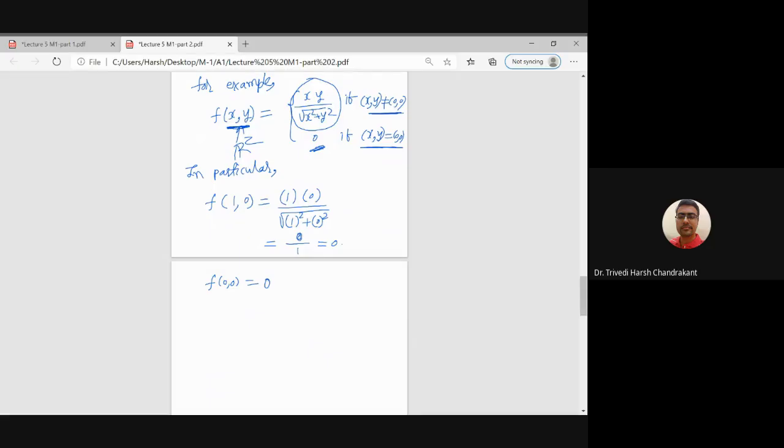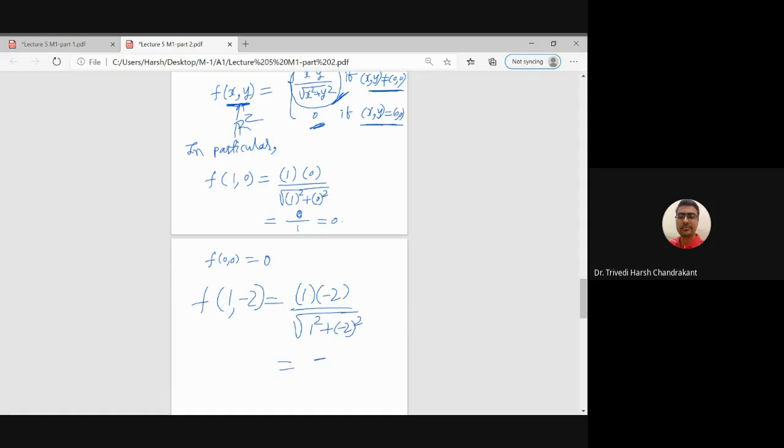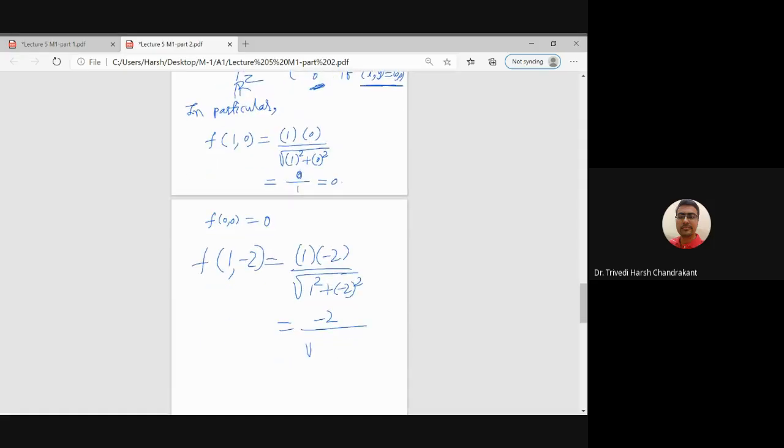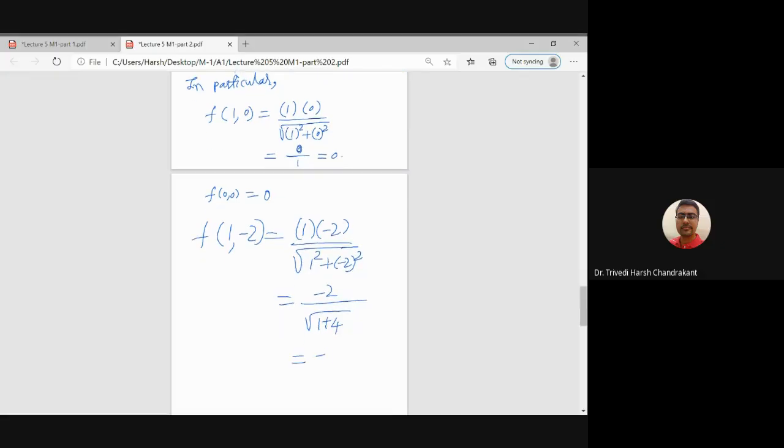Right, what will be f of 1 comma minus 2? It again comes in this definition, so that will be 1 into minus 2 divided by square root of 1 square plus minus 2 square. So that is minus 2 divided by square root of 1 plus 4. So finally it is minus 2 by root 5.